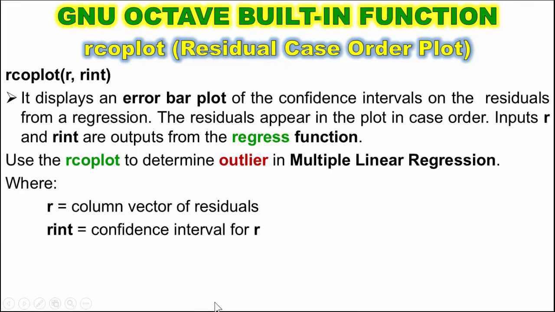The RCO plot or residual case order plot displays an error bar plot of the confidence intervals on the residuals from a regression. The residuals appear in the plot in case order. Inputs R and Rint are outputs from the regress function. Use the RCO plot to determine outliers in multiple linear regression. We pass two arguments, the values of R and the values of Rint, which are the results taken from calling the regress function.